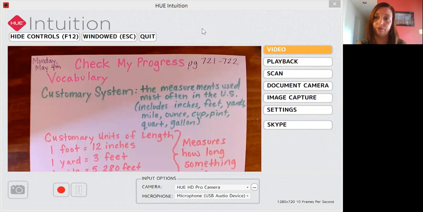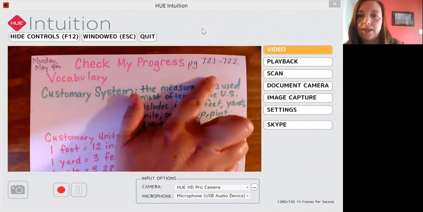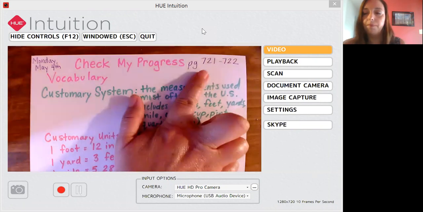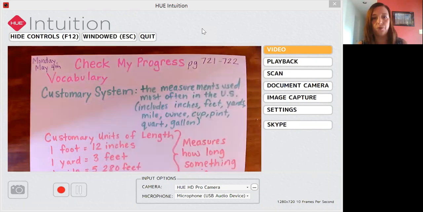Today's math lesson is a review page of everything that we've learned so far in Chapter 11. Today, you're going to complete Check My Progress, pages 721 to 722. But before you do that, I wanted to do a quick review of everything that we've learned so far.